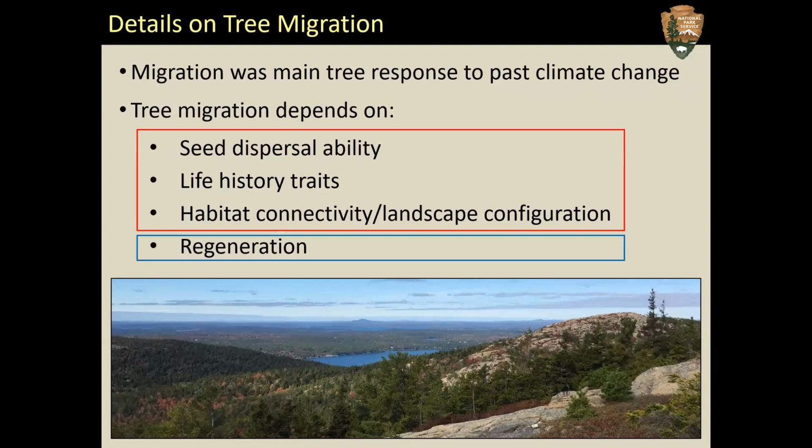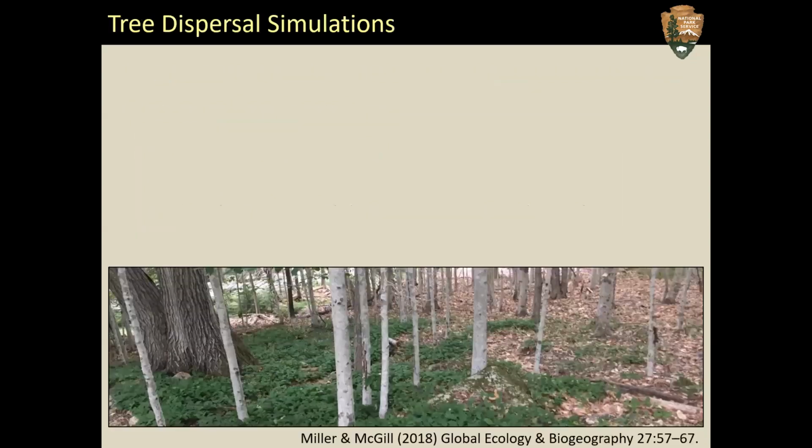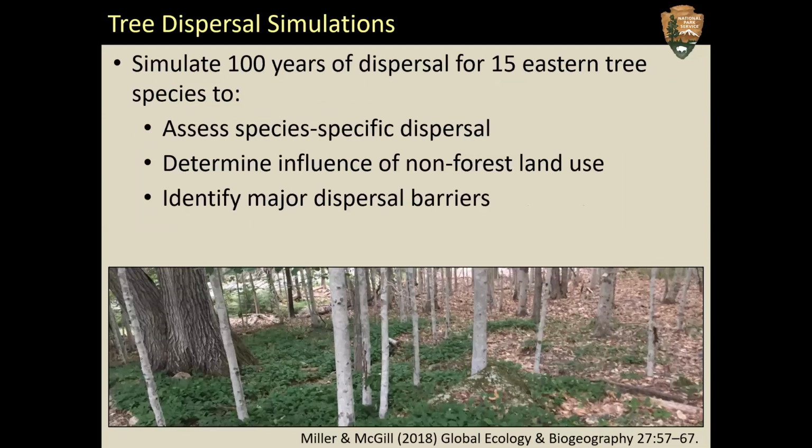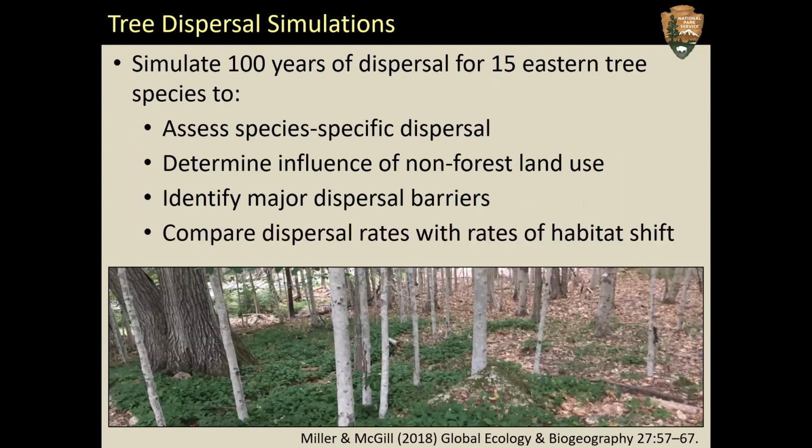So for our tree dispersal simulations, we simulated 100 years of dispersal for 15 eastern tree species that are predicted to gain suitable habitat in the Northeast. This is to look at species-specific dispersal, and then also determine the influence of non-forest land use, identify major dispersal barriers, and then also compare dispersal rates with rates of habitat shift.